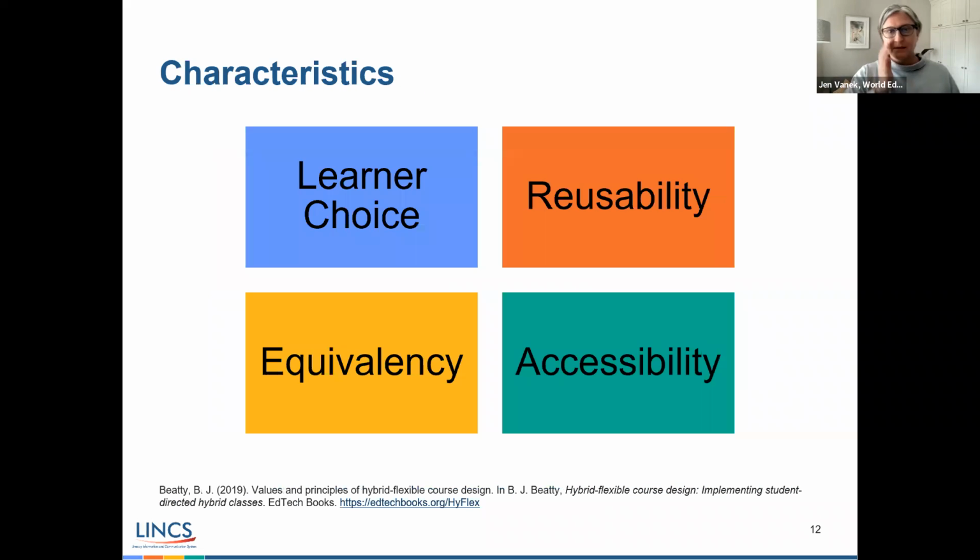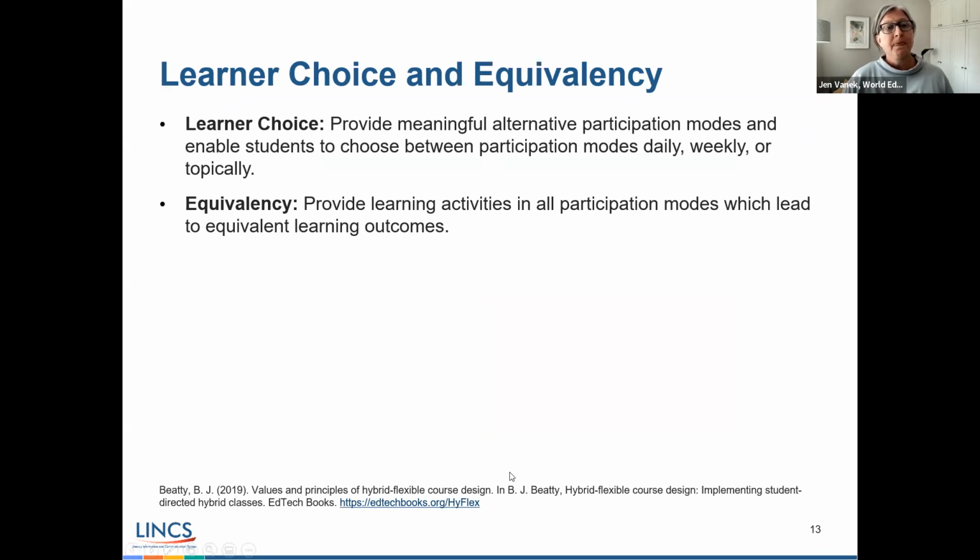Before we get into some examples, I just want to highlight a few high-level points from BD's research. Essentially, these are the key characteristics that BD recommends being evident in all HyFlex instruction: learner choice, reusability of resources, equivalency of what is being taught across those three modalities, and then accessibility of all resources and class options. So let's dive into each of these just a little bit more. If we go to the next slide.